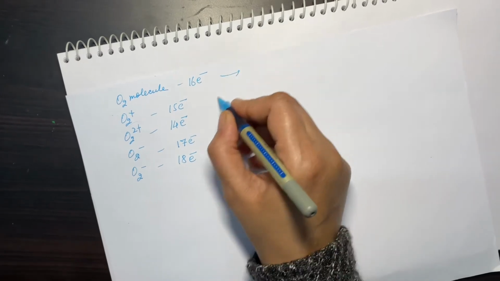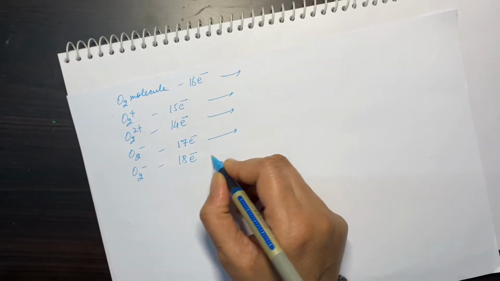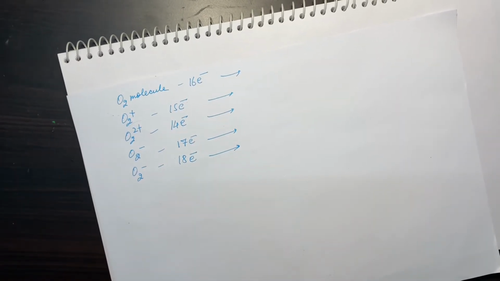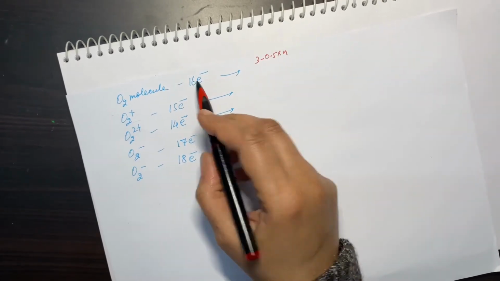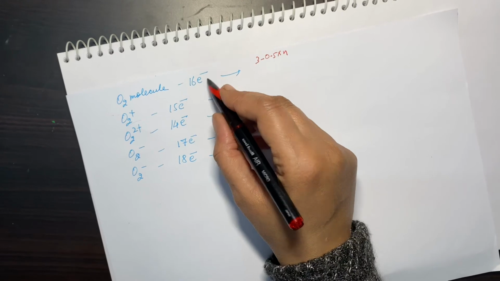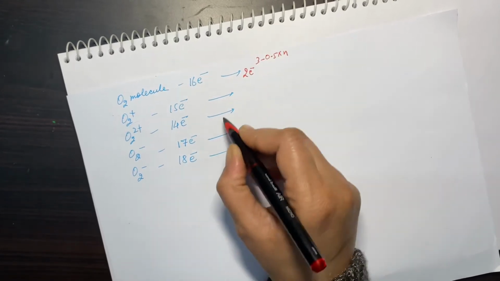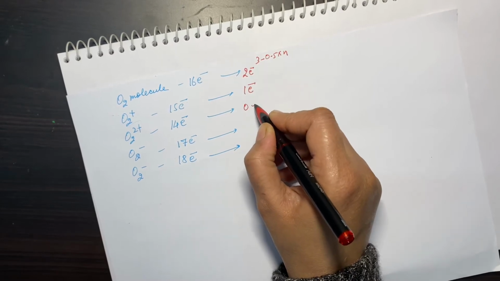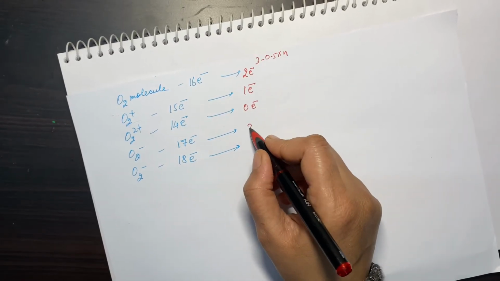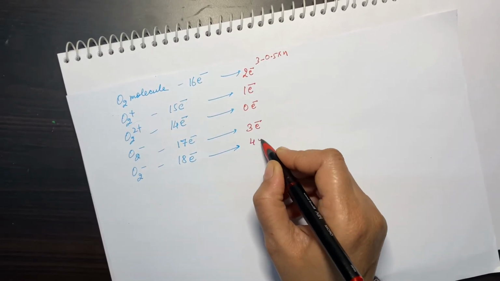Now we can calculate simply the bond order by using our formula 3 minus 0.5 into n. What is the difference between this? 14 minus 16, 2 electrons difference. Here the difference is 1 electron, 0 electron difference. Here 3 electron difference, 4 electron difference.